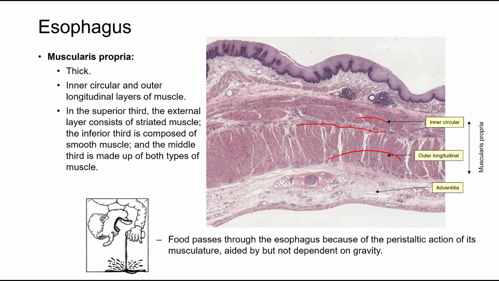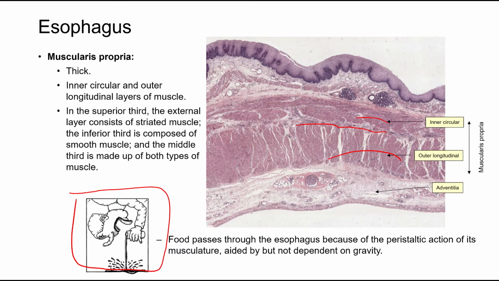The presence of these 2 layers, the circular and longitudinal muscle fibers, will help in peristalsis, so that food passes through the esophagus because of the peristaltic action of its muscles. This is aided by but not dependent on gravity. So you can drink or eat even if you are in an upside down position or if there is loss of gravity as in space.